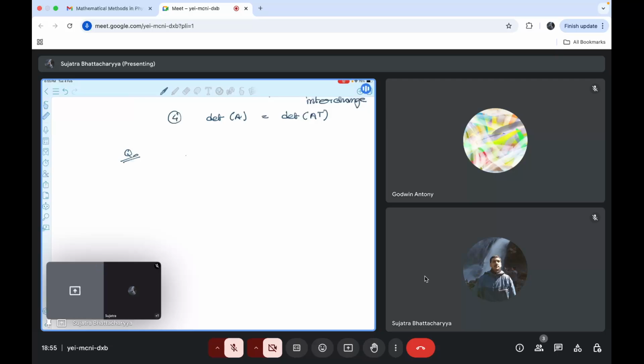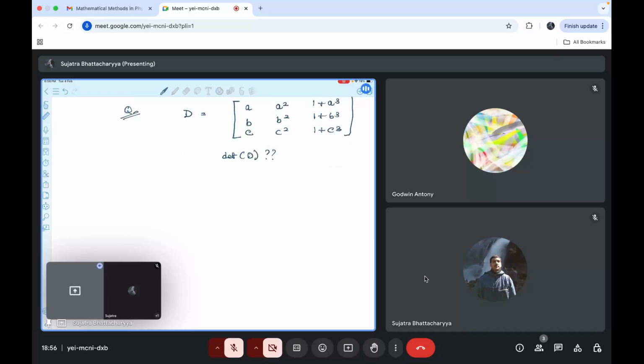Let us do one question to apply certain properties. Suppose you have been asked to calculate this, a very well-known question. The matrix D has rows A, B, C; A square, B square, C square; and 1 plus A cube, 1 plus B cube, 1 plus C cube. This is a very common question at school level or college level. So this is what you have to find: the determinant of D.